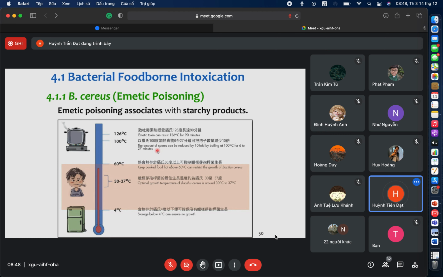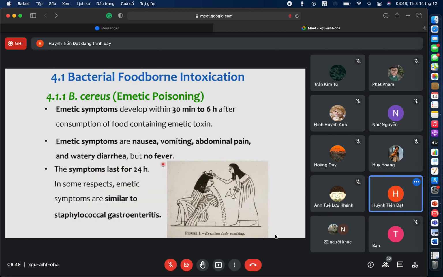Okay, so continue. Emetic symptoms develop very early, within 30 minutes only. Nausea, vomiting, abdominal pains, watery diarrhea, no fever, lasting for 24 hours. This is very similar to staphylococcus gastroenteritis.